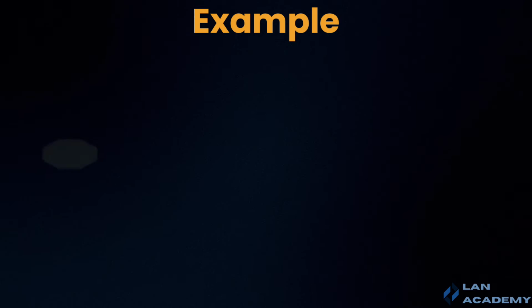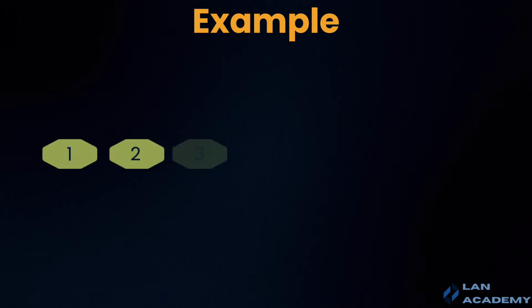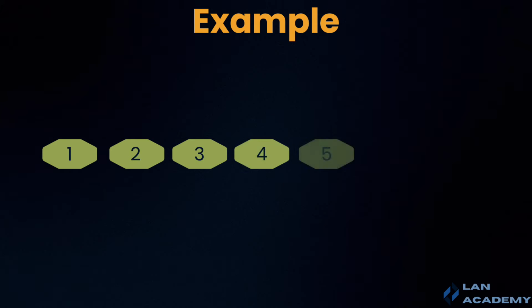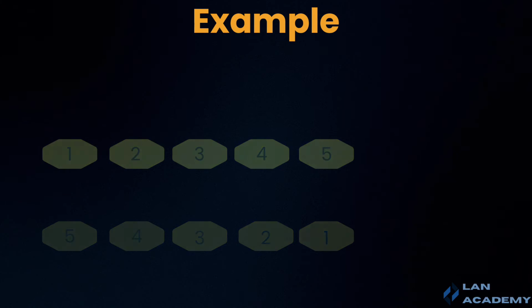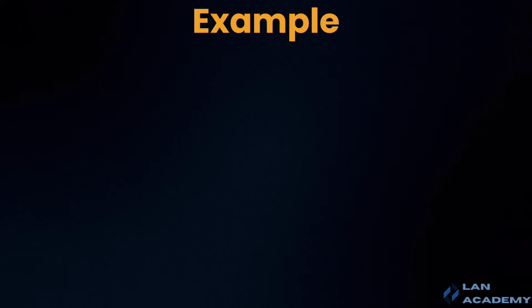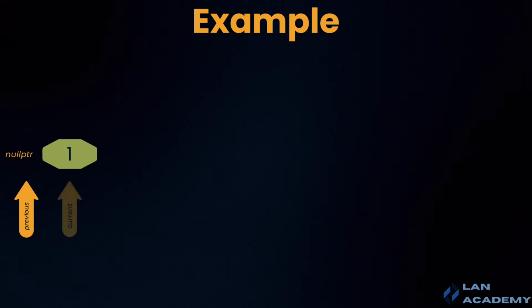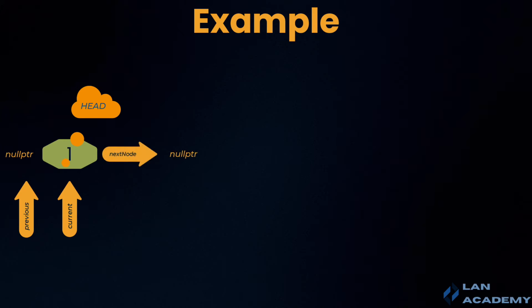Consider a list with nodes head equals 1, 2, 3, 4, and 5. Our goal is to reverse the list so that the nodes appear in the order 5, 4, 3, 2, 1. Here's how the algorithm proceeds step by step. Initially, previous is set to nullptr, current is set to the head of the list, the node with value 1, and next node is nullptr.